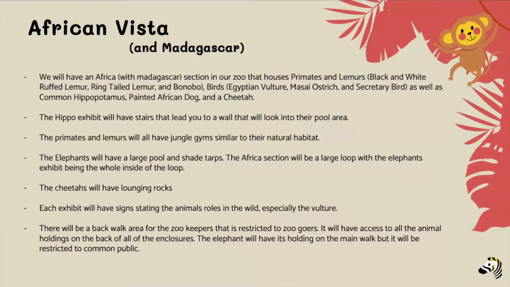We are separating our zoo up by continents, and one of those continents is Africa. We included two lemurs from Madagascar as well because they will fit in with our primates. The main features in this area will be stairs leading to a see-through wall to see the hippo swimming, jungle gyms inside of the primates and lemurs enclosures, and the elephant enclosure being in the middle. There will be a large outer loop around the back of the enclosures that will include access to all of the holdings. This will be restricted from the public.